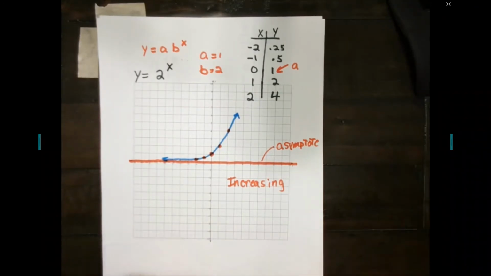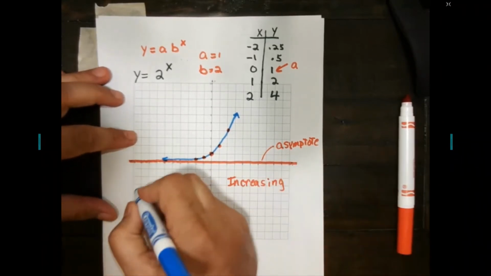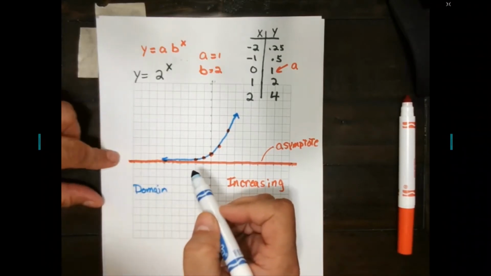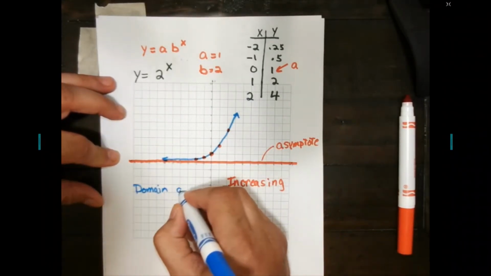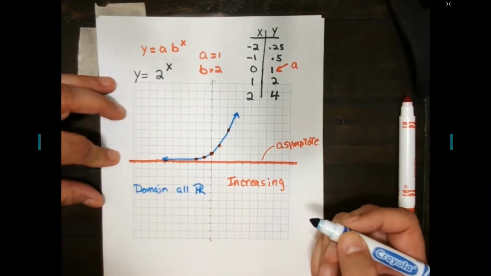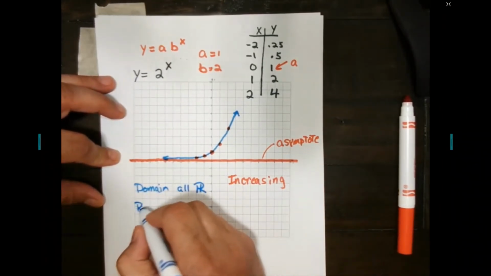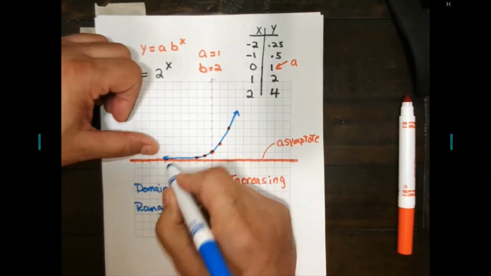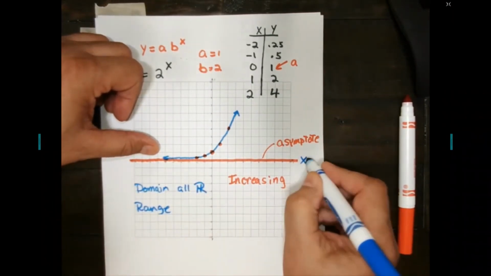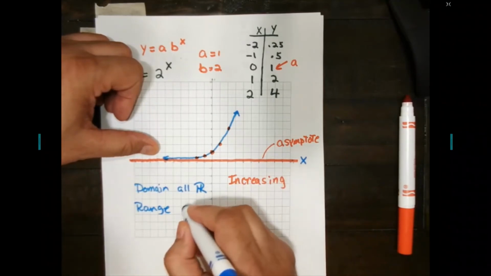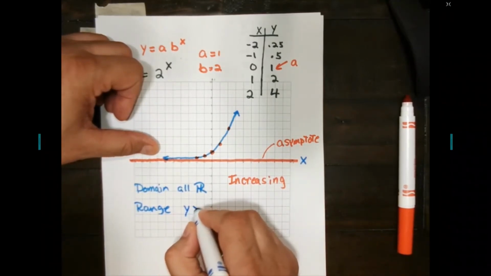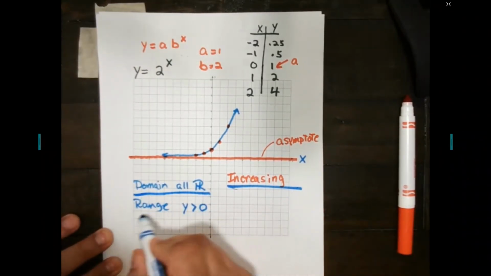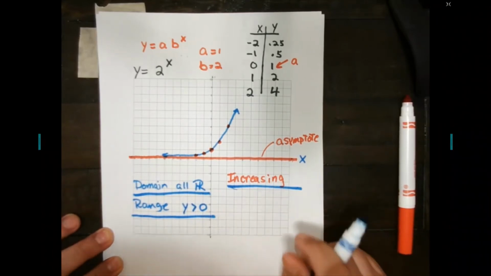And from this, we can see that my domain keeps on going to the left forever. It keeps going up forever. So my domain is all the real numbers. And my range, you notice my range is up and down, the y values, so it never reaches, in this case, the x-axis, so it never reaches y equals 0. So my range is y greater than 0. So it's increasing. The domain is all real. Y is greater than 0, but not equal to.